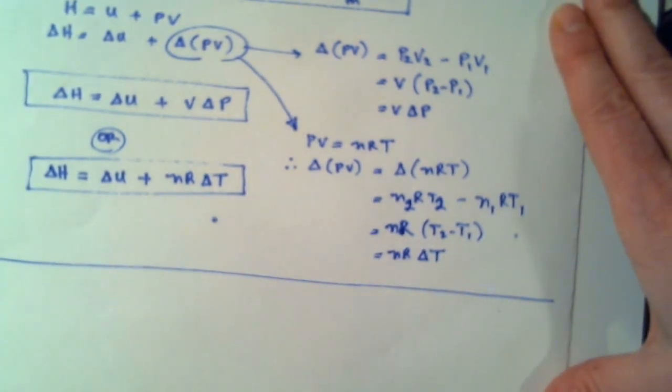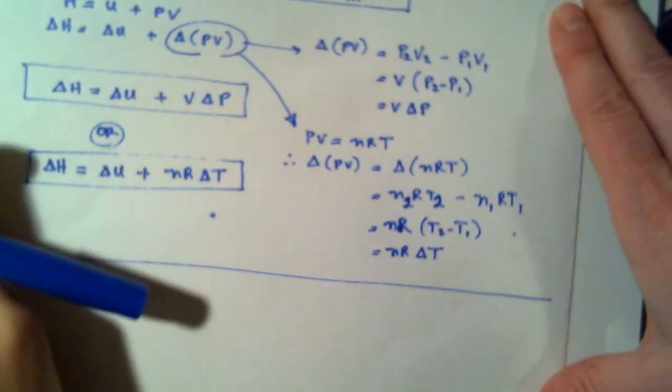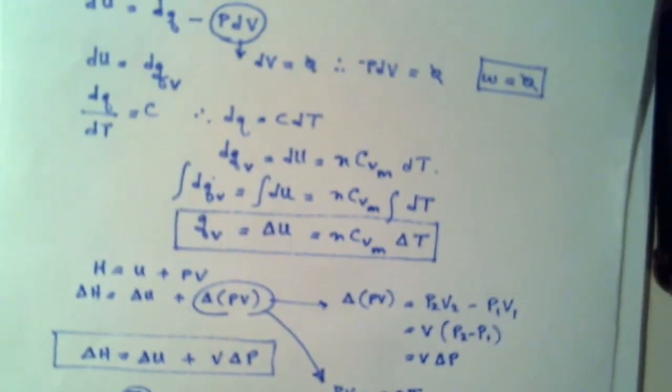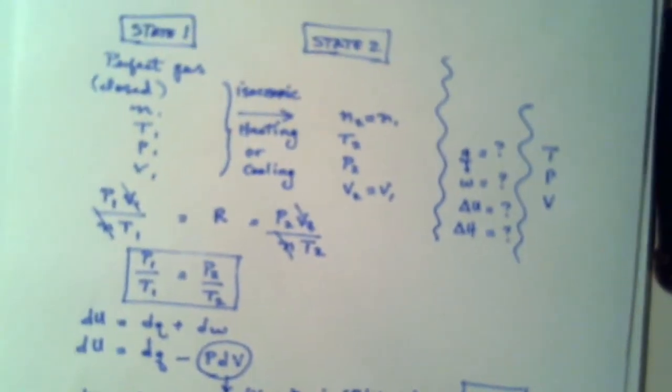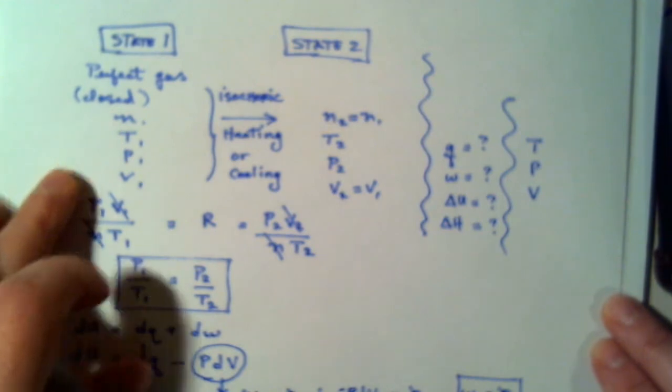Okay. There's no work, so work was equal to 0. So I think we've covered everything that we might actually be asked for this process. Okay. For now, anyway. Later on, we'll add entropy to this mix. And so there we are. Perfect gas, isochoric heating or cooling.